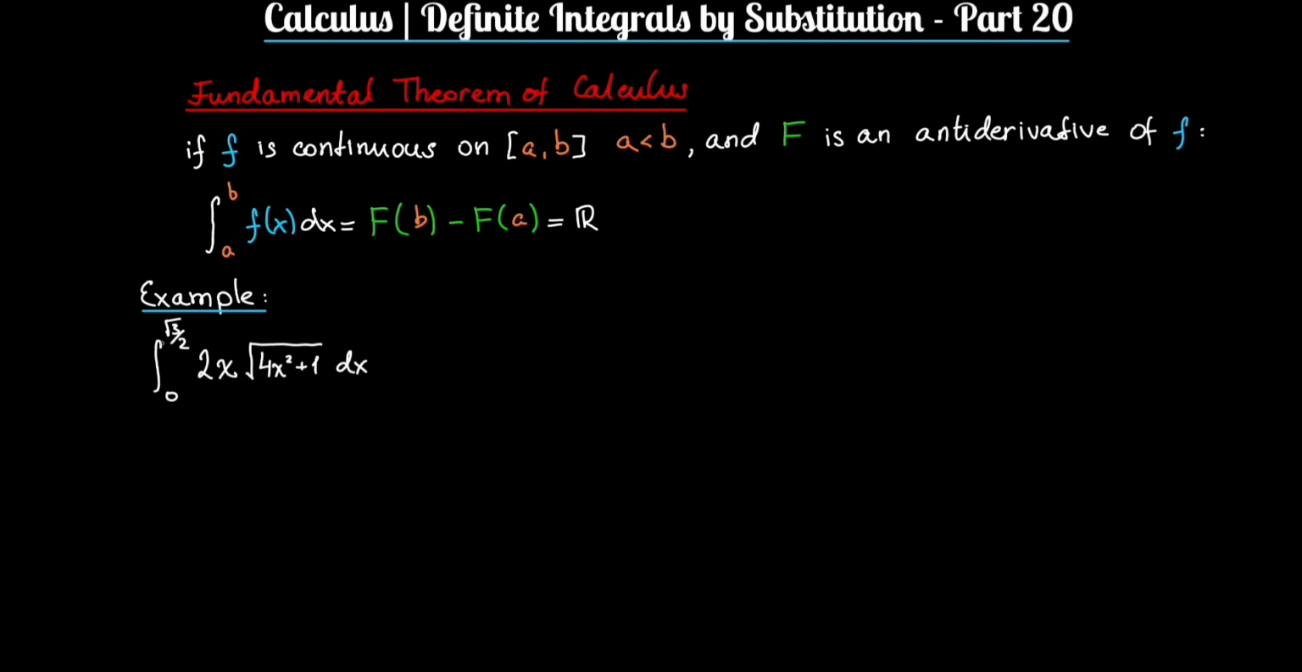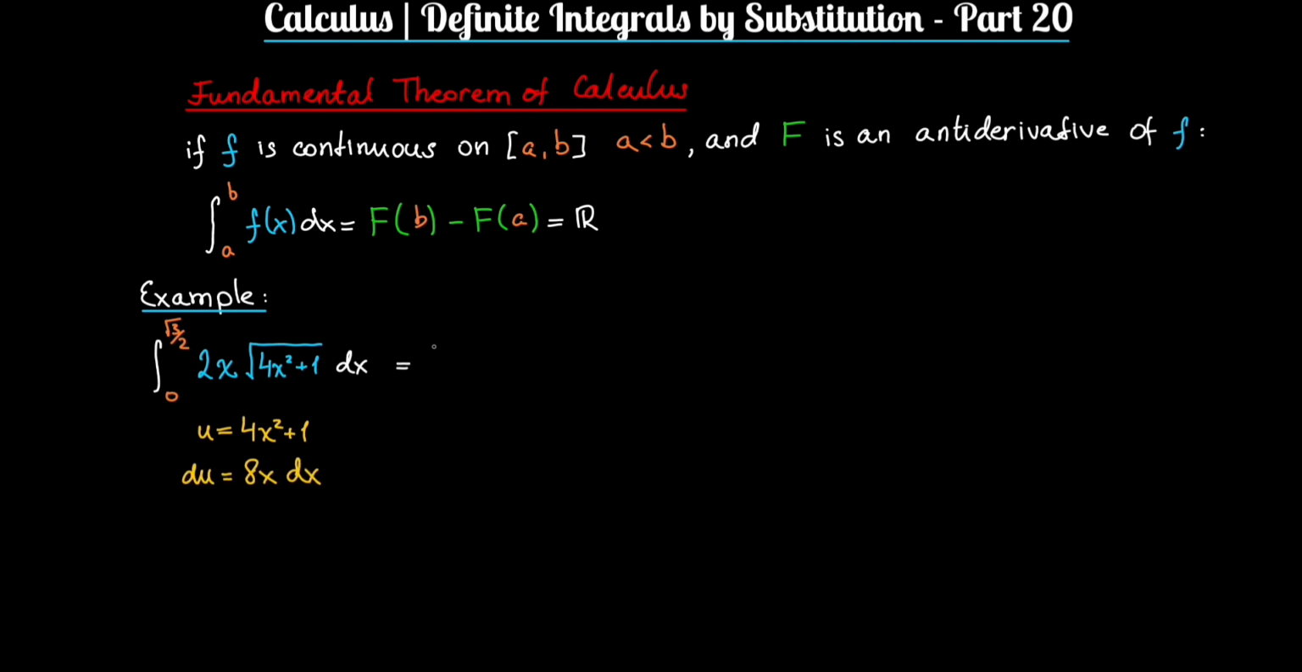Let's say we're tasked with finding the value of the definite integral from 0 to the square root of 3 over 2 of the function 2x times square root of 4x squared plus 1. Well, the first step we would take would be to find the antiderivative of the function, meaning we do have to make a substitution. And the obvious substitution would be everything under the square root, in this case 4x squared plus 1. So now when you do du over dx, what you're going to get is just 8x. In other words, du is simply equal to 8x dx.